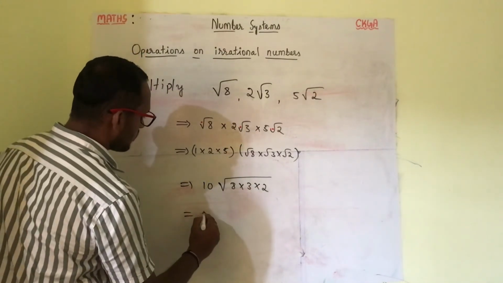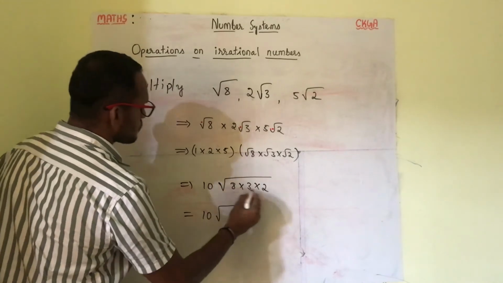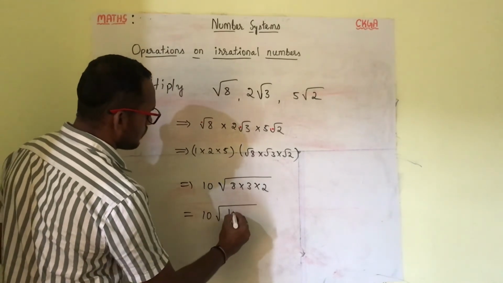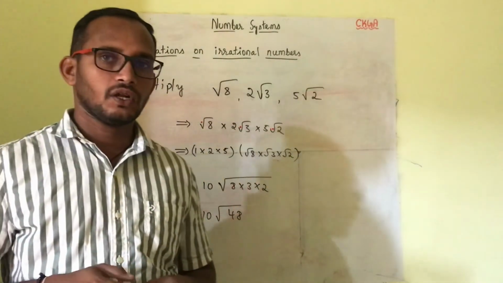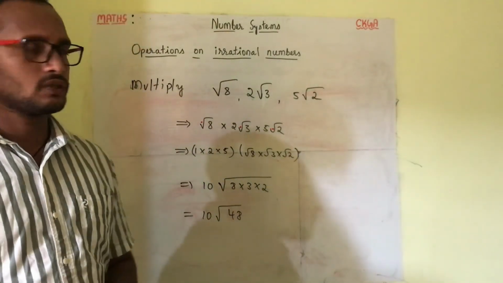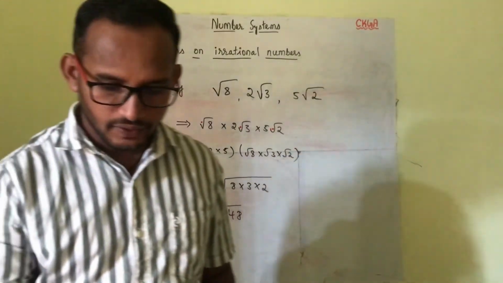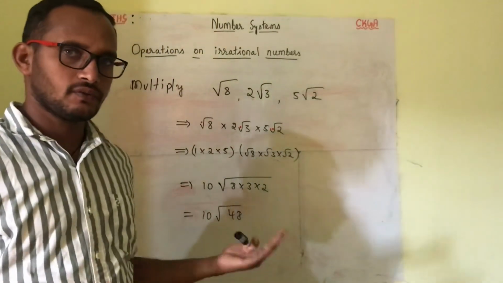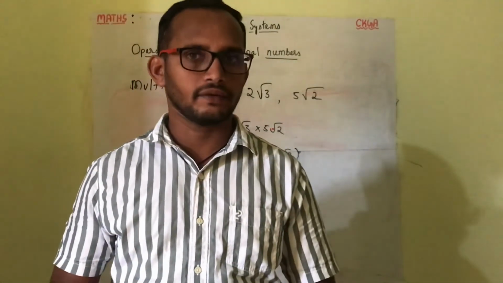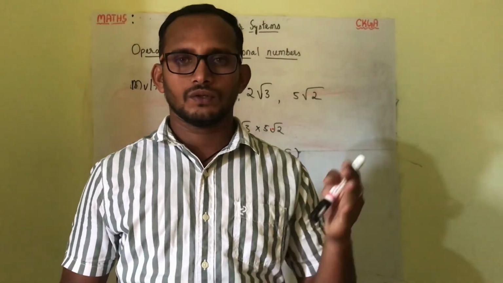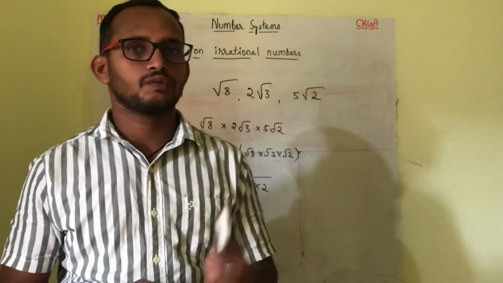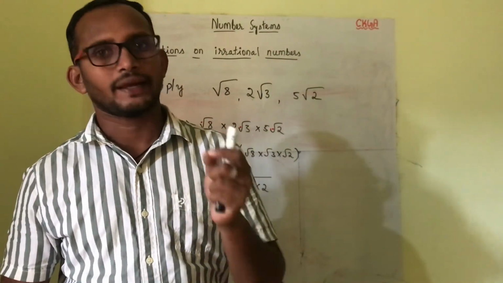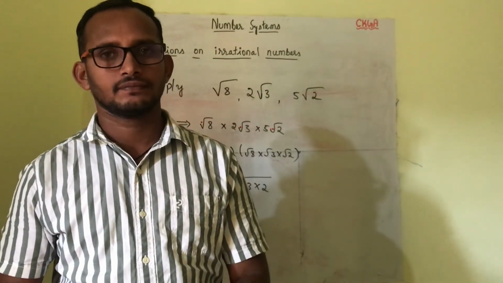So 8 into 3 into 2 is 48. So the final answer is 10 root 48. So these are the two operations I made now. A similar procedure applies for division too. So these are the fundamentals or basic ideas related to operations on irrational numbers. Thank you.